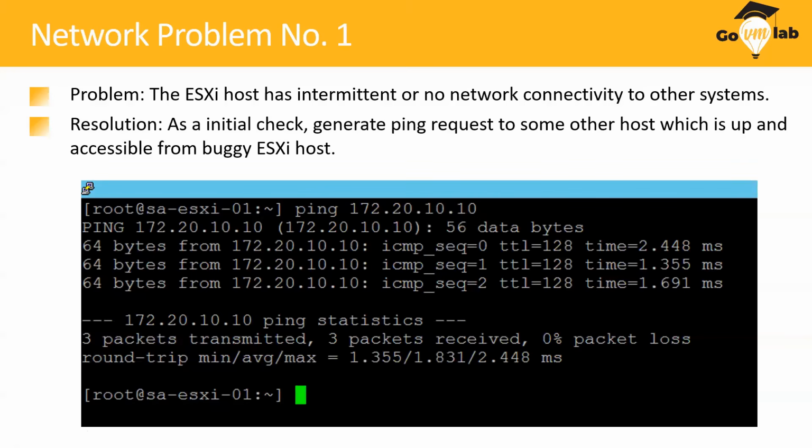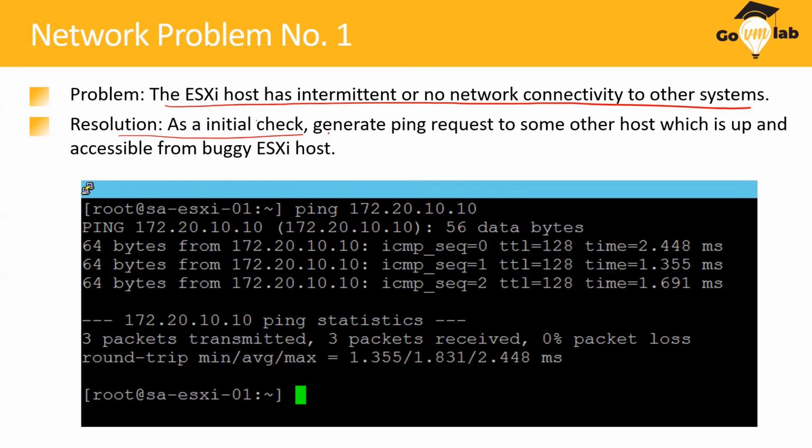I just tried to capture two very common problems. The first problem says that the ESXi host has intermittent or no network connectivity to other systems. So in this problem statement, you have a bunch of ESXi hosts, and out of this bunch, one of the ESXi hosts does not have reachability to the other systems, other ESXi hosts. So we know that something is wrong with that ESXi host, because other hosts are able to talk to each other, but there's one ESXi host we are trying to reach, and it's not able to communicate to the other subsystems in the network.